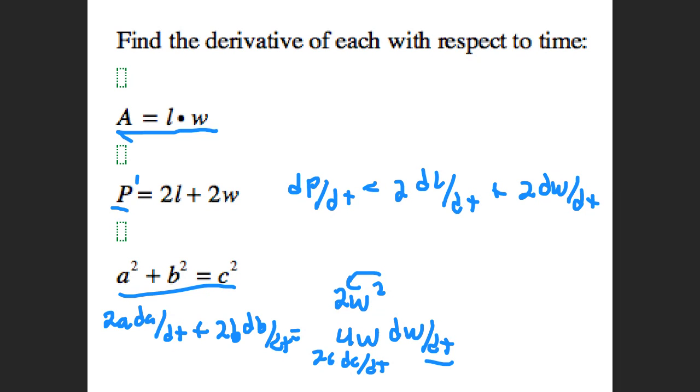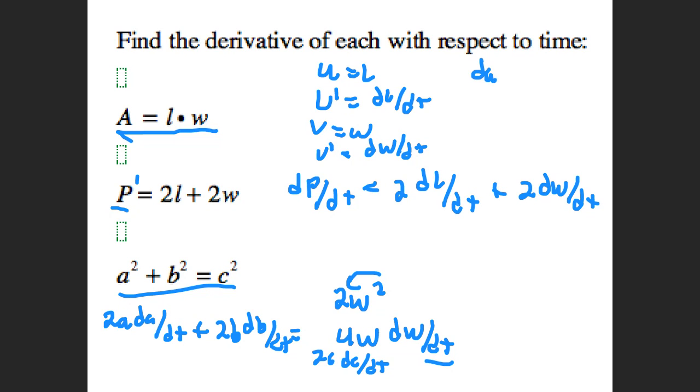Now this one, the reason why this one was hard is because you have to use the product rule. You have to say u is equal to L, u prime is equal to dL/dt, v is equal to w, v prime is equal to dW/dt. So the derivative of area, because this would be a rectangle, right? Area is equal to length times width, would be dA/dt is equal to dL/dt times w plus, and then the outside.